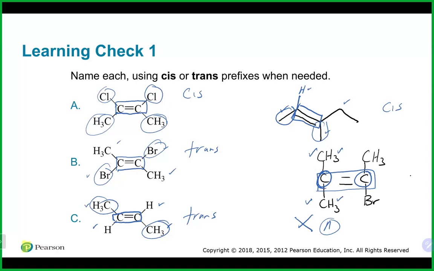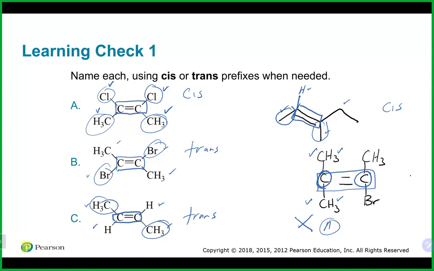If you look at all the other ones, this group on the carbon on the left and this group on the left are different. That's good. And this group and this group are different on the carbon on the right. That's good. But if you hit one where one of the carbons in the double bond has the same two groups attached to it, that means you cannot have cis or trans. Question on that?